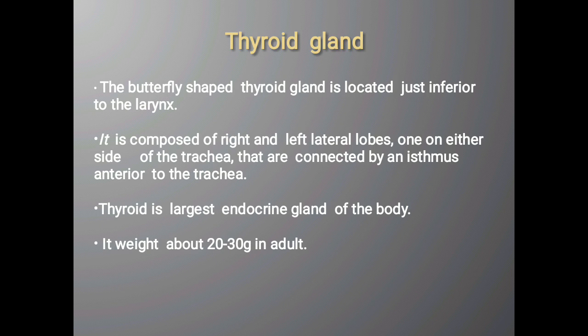Now the thyroid gland. Thyroid gland is butterfly shaped, located just inferior to the larynx. It is composed of right and left lateral lobes on either side of the trachea. These two lobes are connected by an isthmus anterior to the trachea. About 50% of thyroid glands have a small third lobe called the pyramidal lobe. Thyroid is the largest endocrine gland of the body. It weighs about 20 to 30 grams in adults.